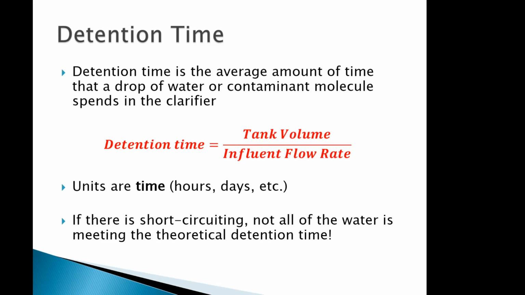And that represents the average amount of time that a drop of water is going to spend in that tank. But as I mentioned before, certain tanks might have short circuiting. So if you have a tank that's poorly designed and some of that flow is just kind of cheating and shortcutting from the entrance of the tank to the exit of the tank, some of that water is not going to be meeting this theoretical average detention time, which means your performance is going to be worse.